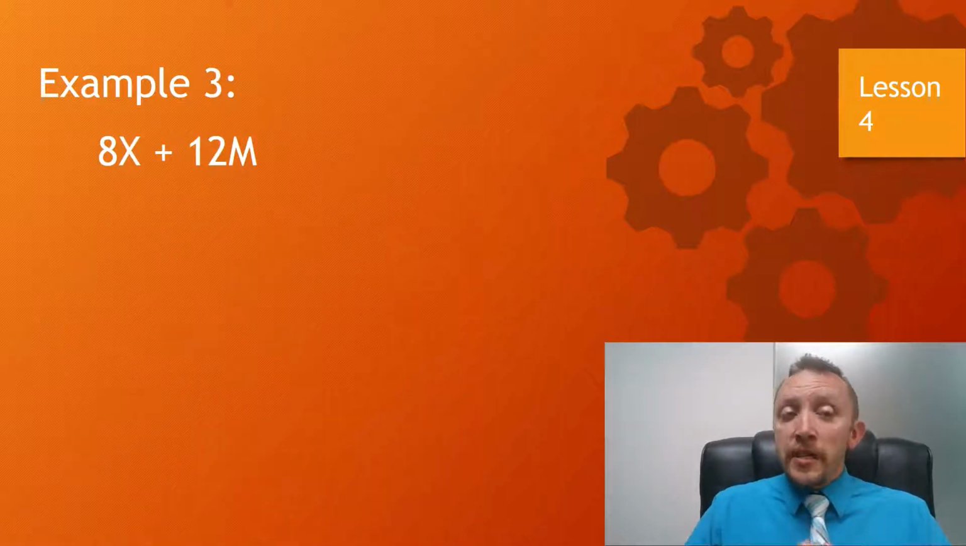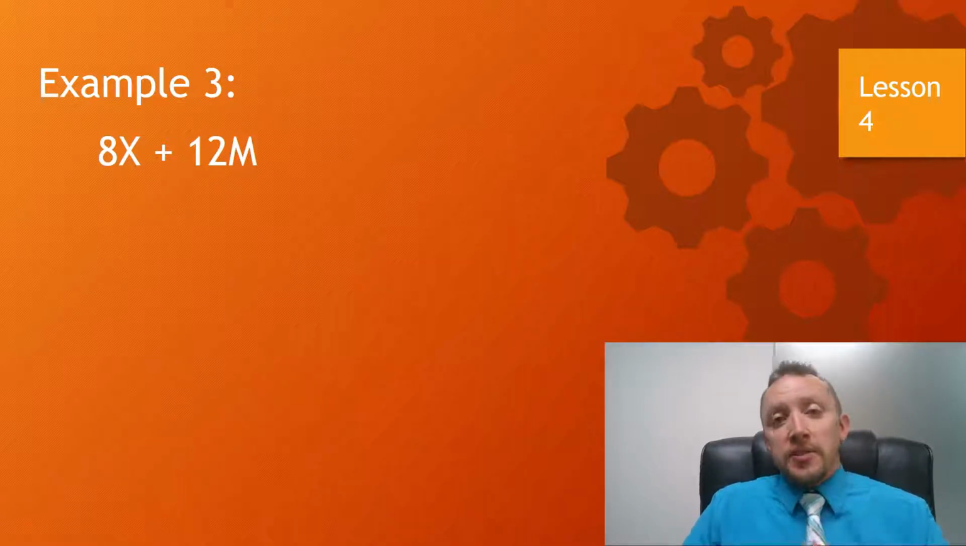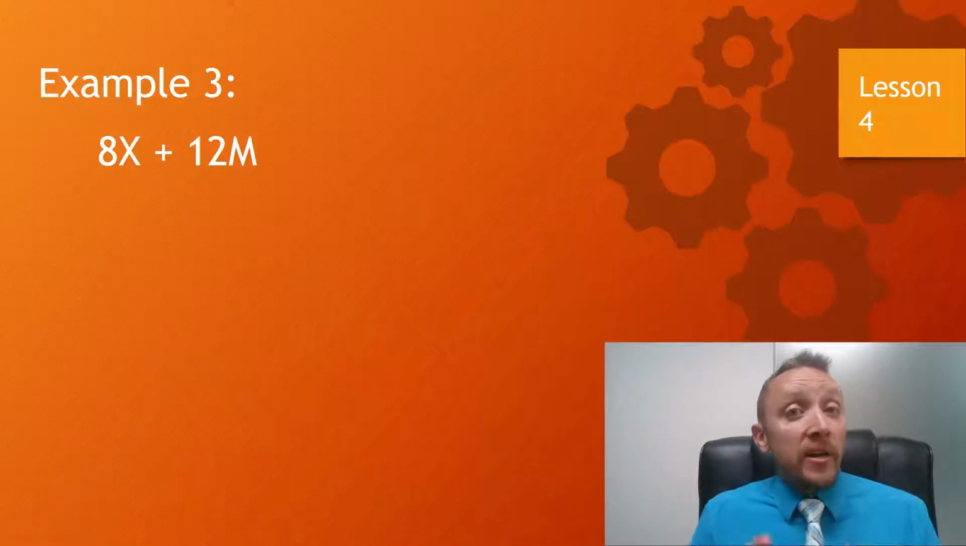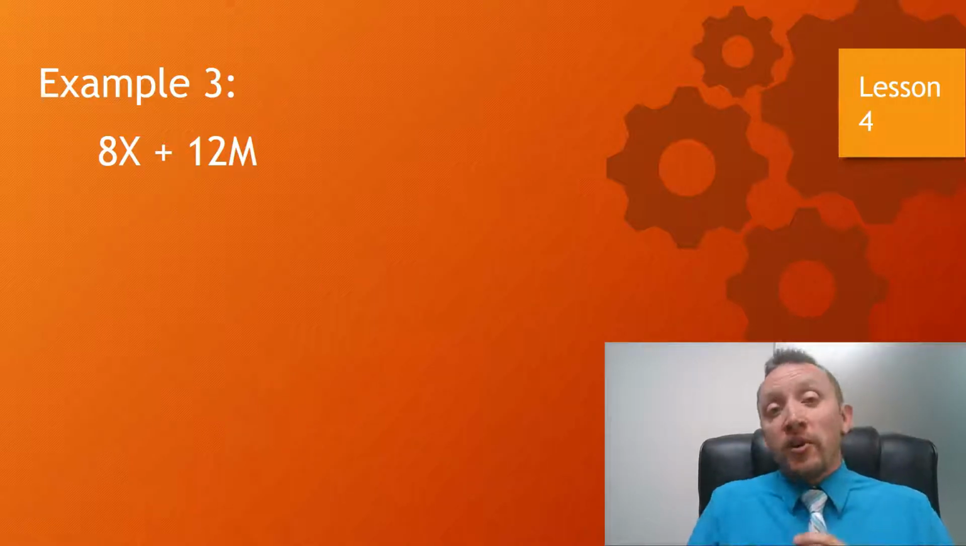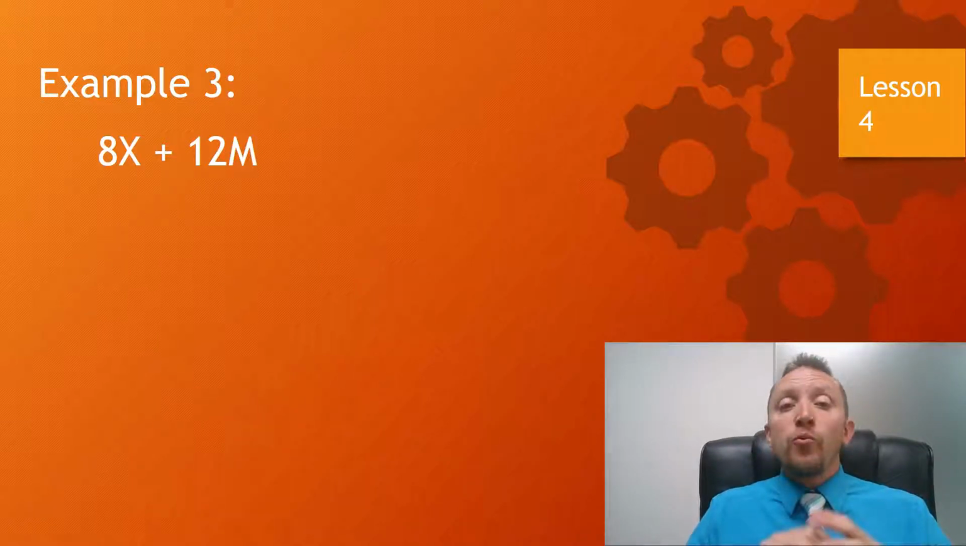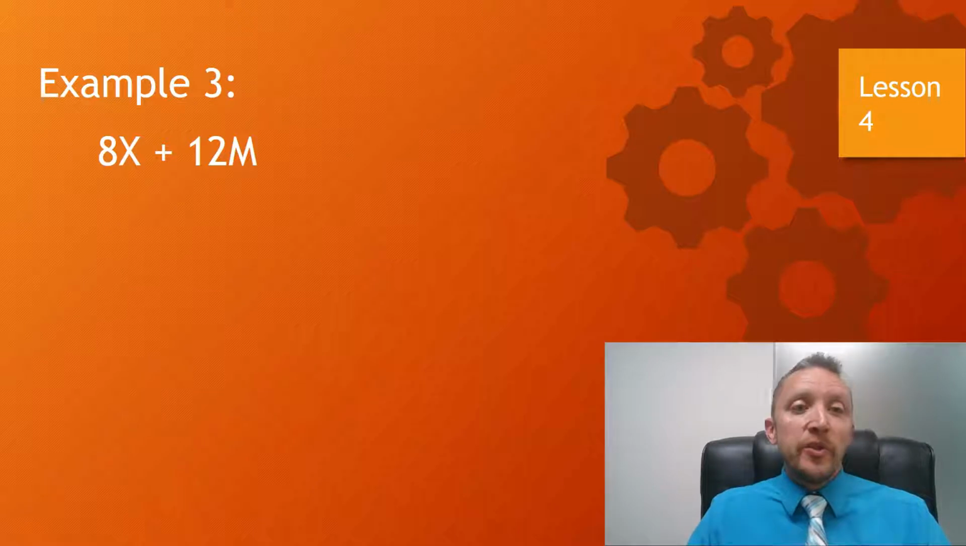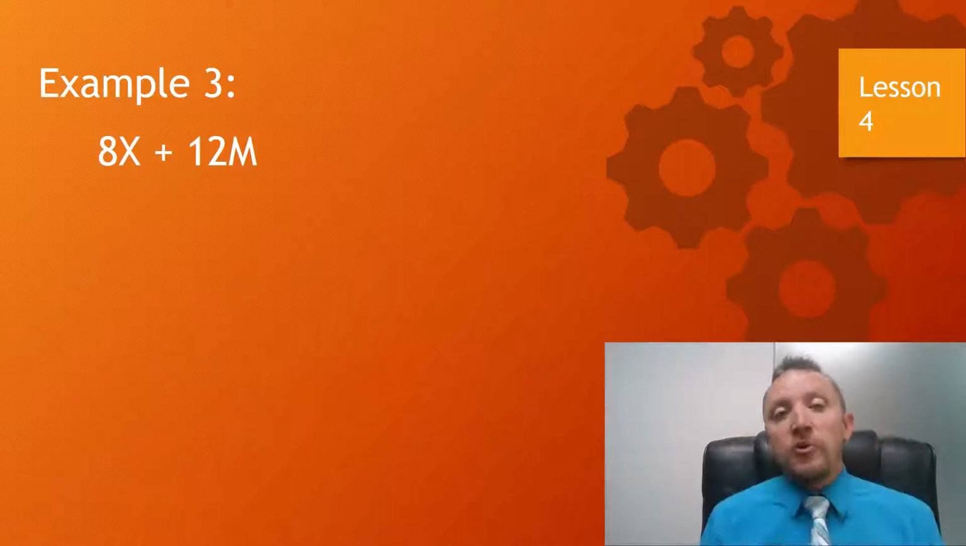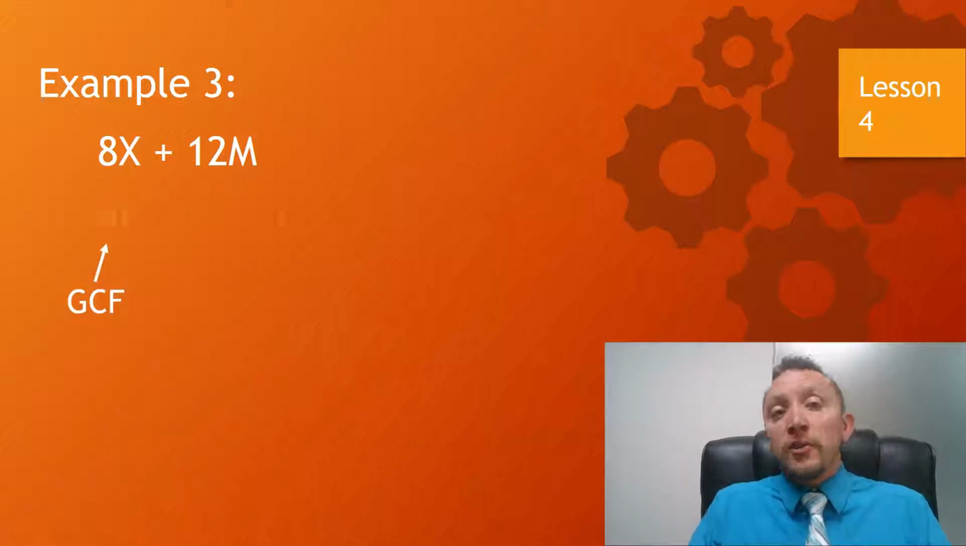So let's look at this next example. This next example we have 8x plus 12m. Not quite as simple as the last two. But if you took good notes, you would already have part of our answer, because what we have to start out with is what is the greatest common factor between 8 and 12. And if you have good notes, you'll be able to look back and see that it was 4. Or maybe you just have a good memory and you remember that the greatest common factor would be 4. So what we're going to do is start with that greatest common factor outside the parentheses.